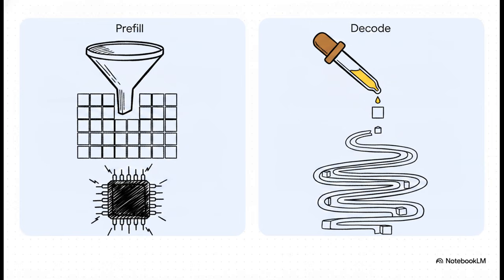AI inference actually has 2 totally distinct phases. First up is prefill. This is when the model processes your entire prompt at once in a highly parallel way. This phase is compute-bound. It's maxing out the flops of your GPU doing heavy matrix math.